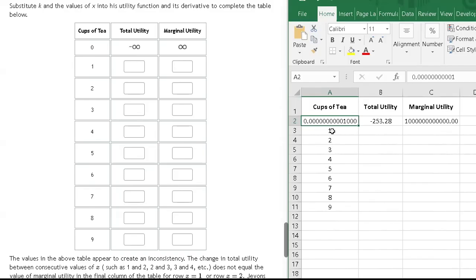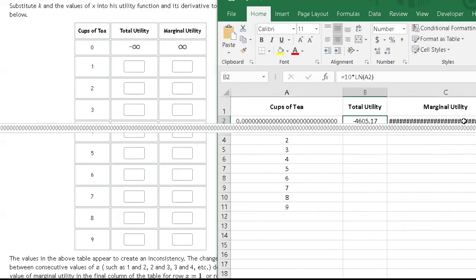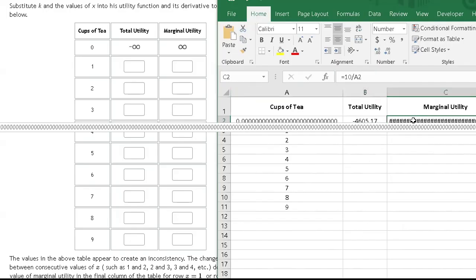So when x is really close to zero, total utility is a large negative number and marginal utility is a massive positive number. As I take this smaller and smaller and smaller, total utility gets bigger and bigger and bigger in a negative sense, and marginal utility gets much larger as well. So when there's 200 zeros between the decimal point and 1, total utility is now negative 4,605. And marginal utility is some massive number that we can't even show anymore.